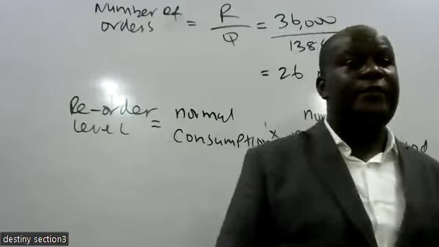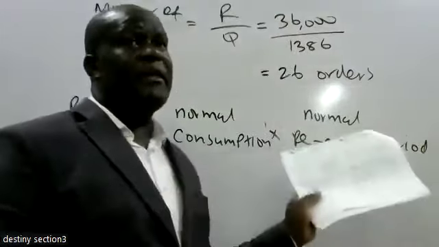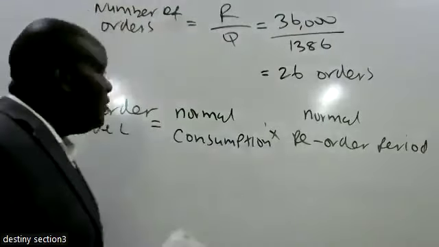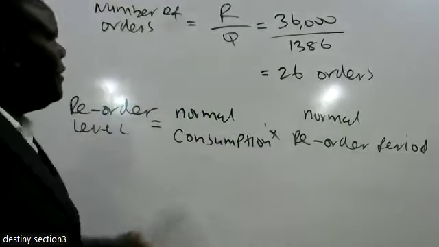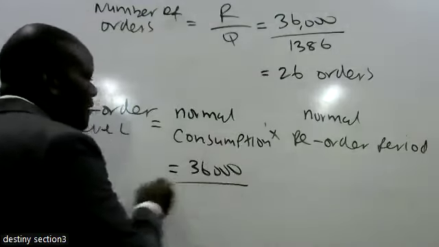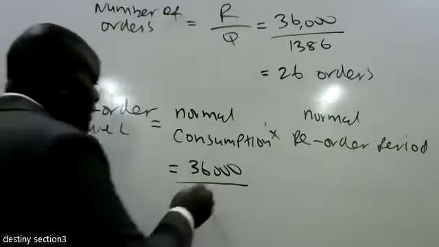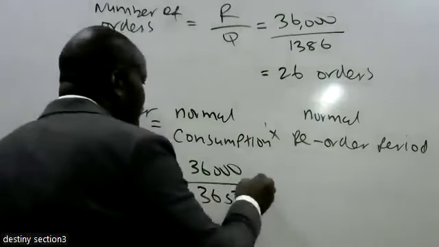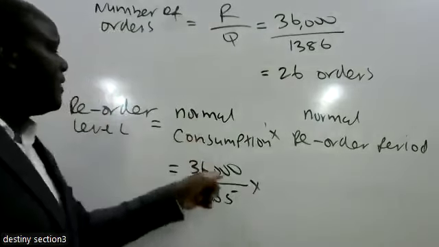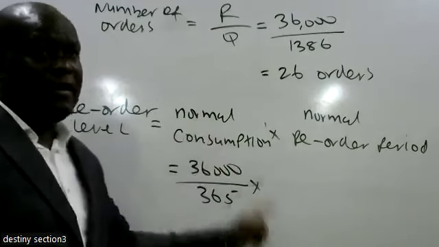So because it is given in terms of days, this normal consumption must be in terms of days. So the annual demand was 36,000. You see the 36,000. But they are saying we assume there are how many days in a year? 365. So divide by 365. This will give you normal consumption per day or average consumption per day.